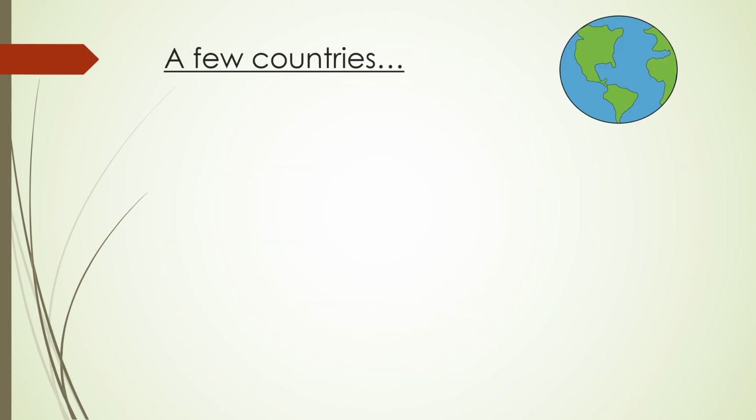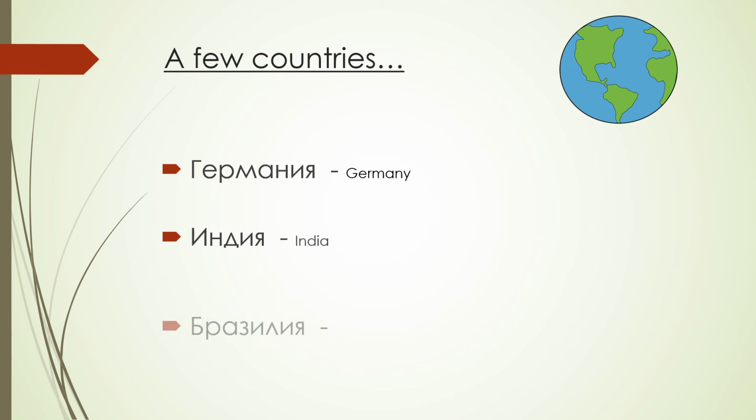Now, for the most part, most countries sound in Russian very similar to the way they sound in English. For example, Германия. Can you guess what that is? Германия. That is Germany. Индия. Very easy one. Индия. That's India. Бразилия. Another easy one. Brazil.